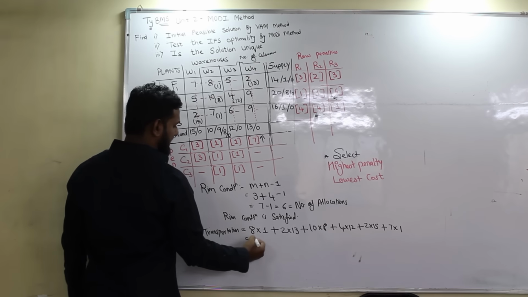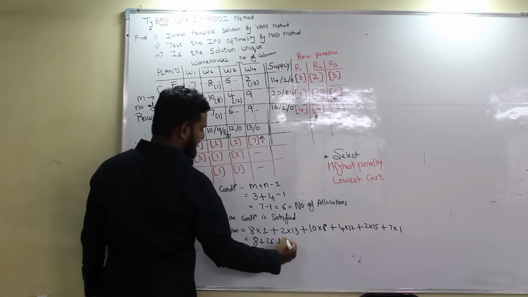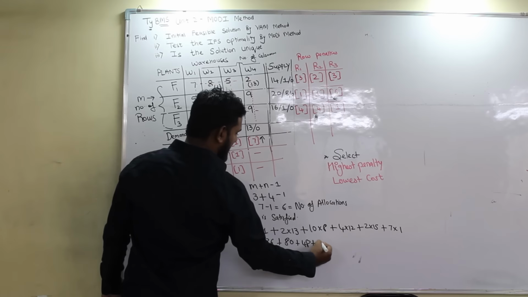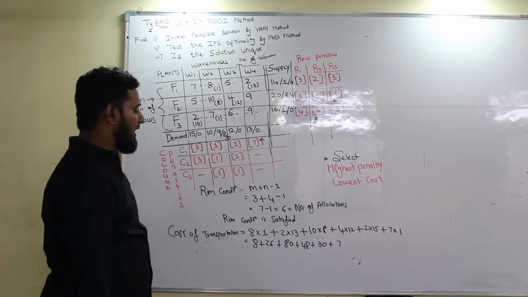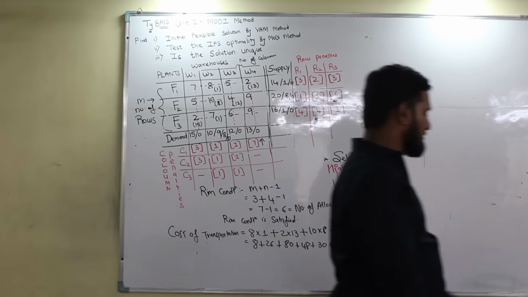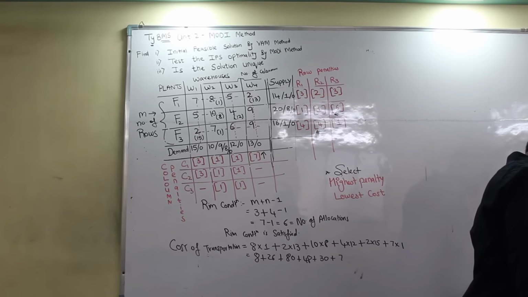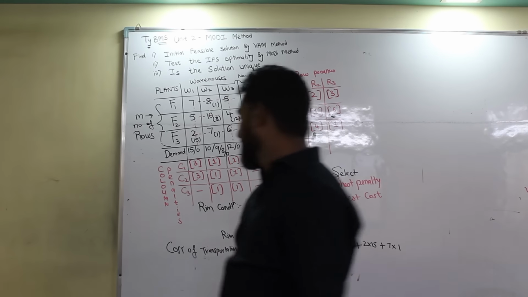So this will become 8 ones are 8. 2 into 13 is 26. 10 into 8 is 80, 4 into 12 is 48, 15 into 2 is 30 and 7 ones are 7. And when you add all of this, you will get the answer. So, वो कर देंगे ना बाद में? हाँ वो हो जाएगा. You will get the answer 199.